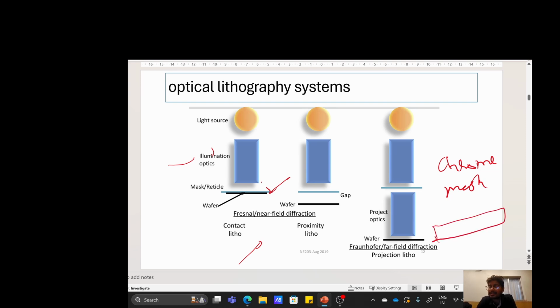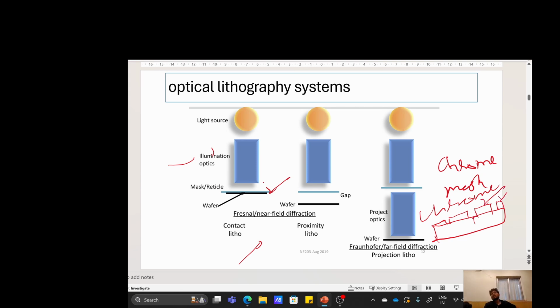In a chrome mask, there is a glass, that is the size of the mask, whatever 2 inch, 3 inch, 4 inch, 5 inch, whatever size of mask you want to use, and over that there is a coating of chrome. Okay, and we have already patterned this mask. This is chrome and this is the opening through the chrome.